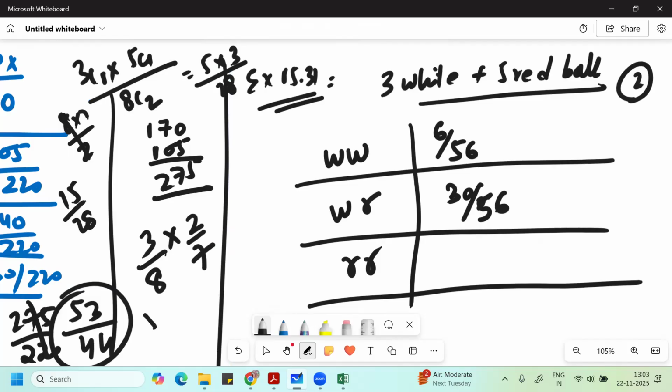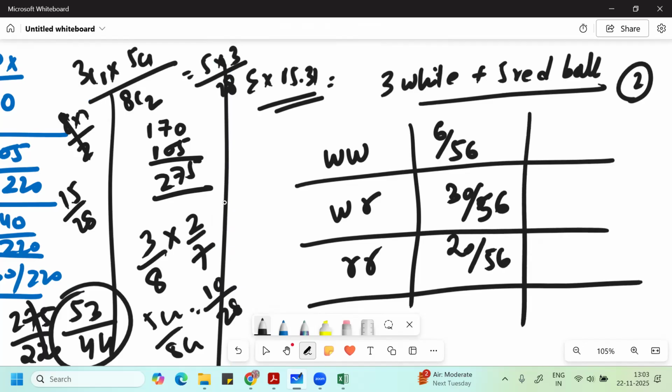Both red means 5C2 by 8C2. 5C2 is 10 and 8C2 is 28. This I write as 20 by 56. 20 by 56. These are your probabilities.